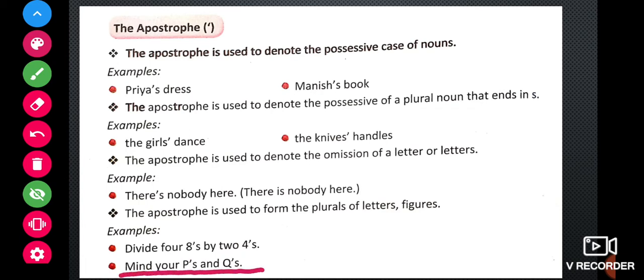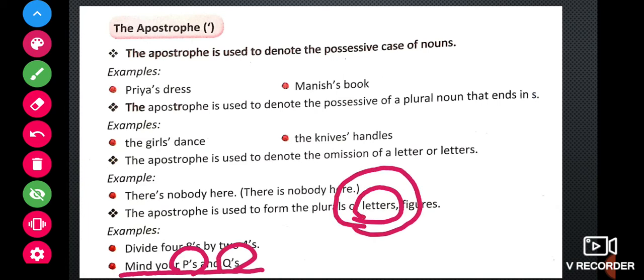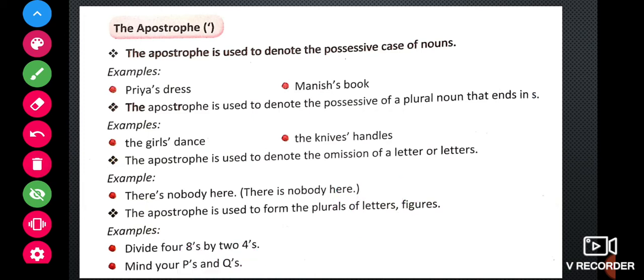Mind your P's and Q's. So here P's, P is a letter, Q is also a letter. So to make plural nouns of letters, here we have used apostrophe s. So to make plurals of letters as well as figures or numbers, we use apostrophe.